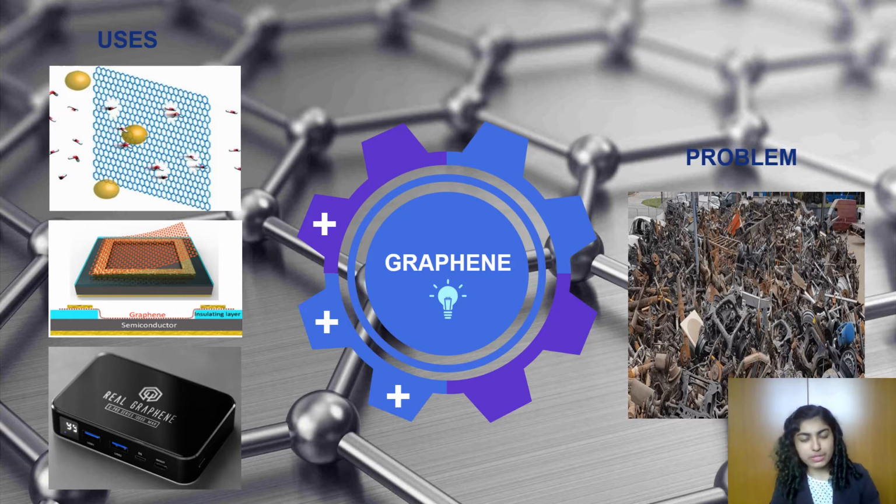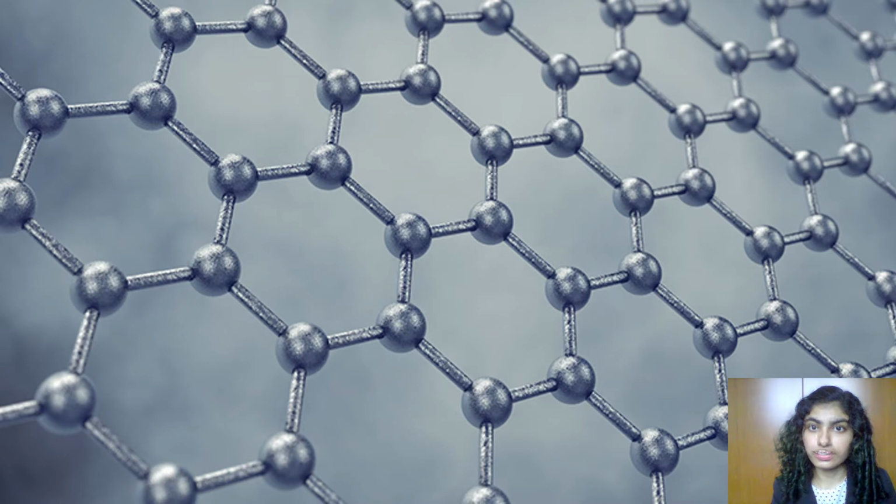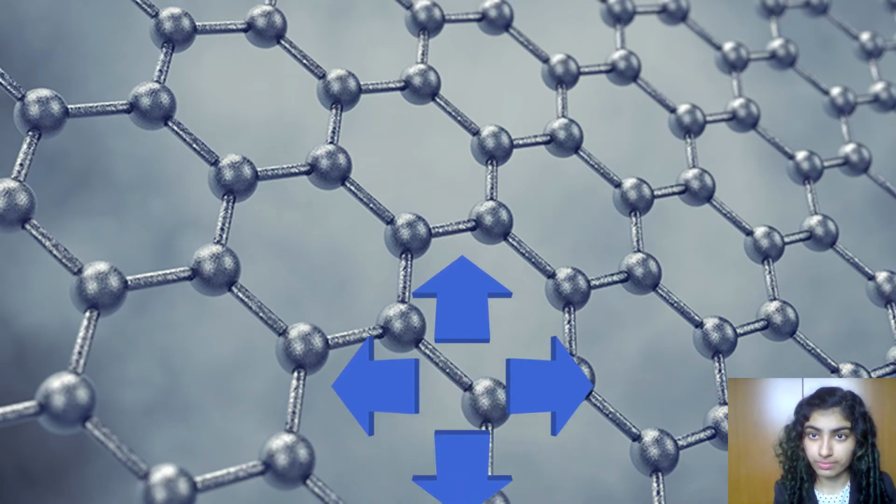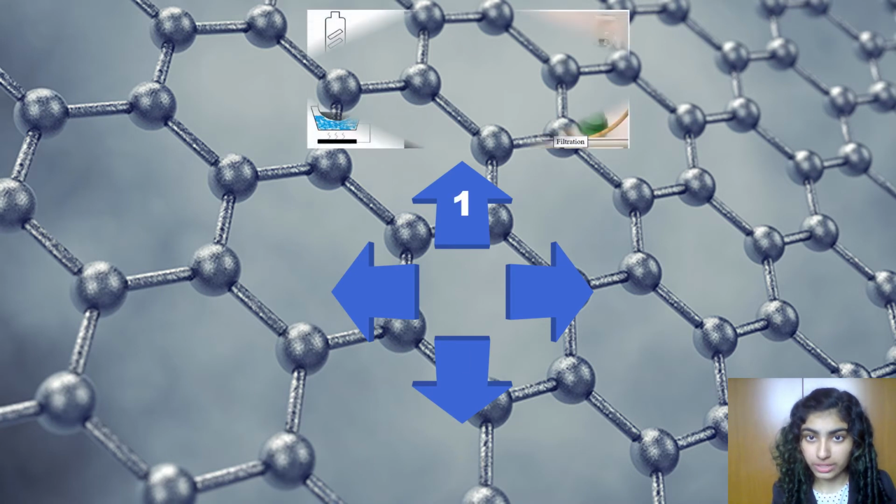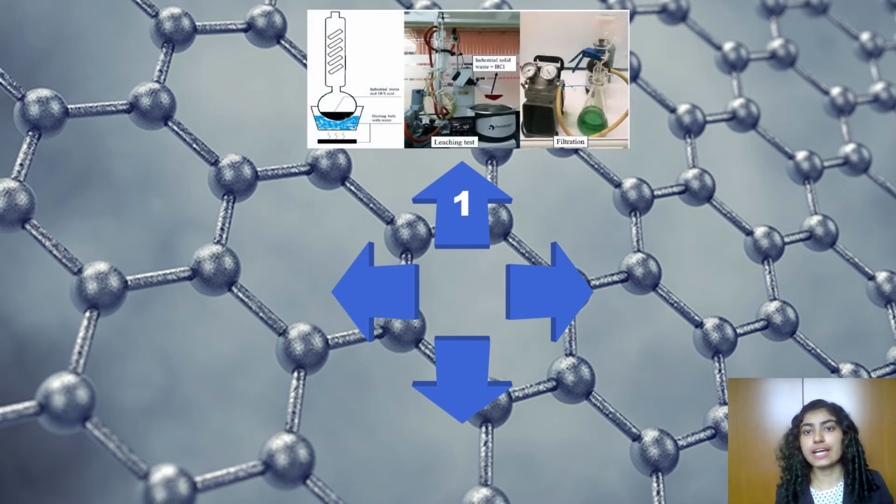Now, you must be wondering, how are graphene and industrial waste interrelated? Well, my research is to carry out simulation and modeling on the synthesis of graphene from industrial waste. Now let's talk about the methodology of this research. The first step would be to carry out a process called acid leaching.